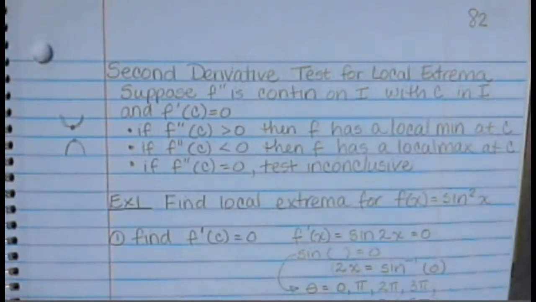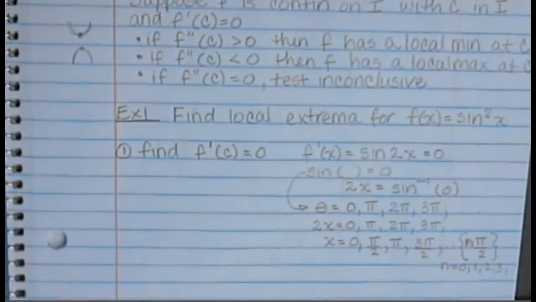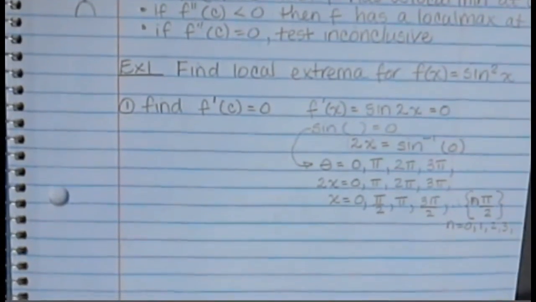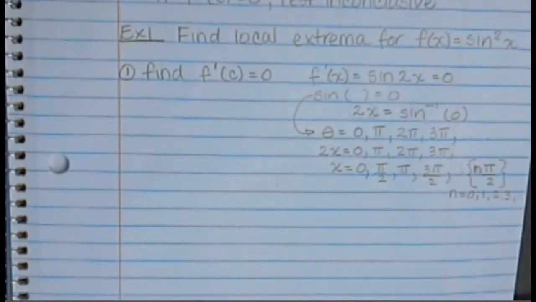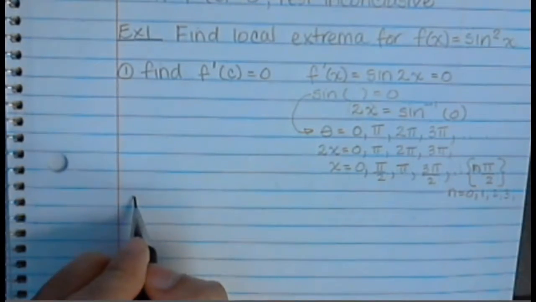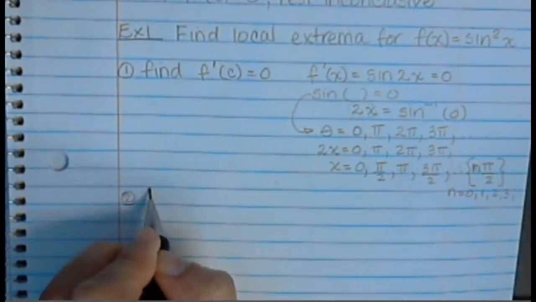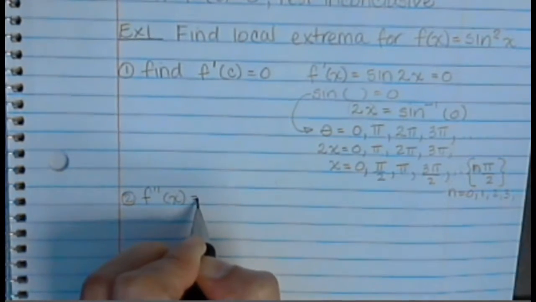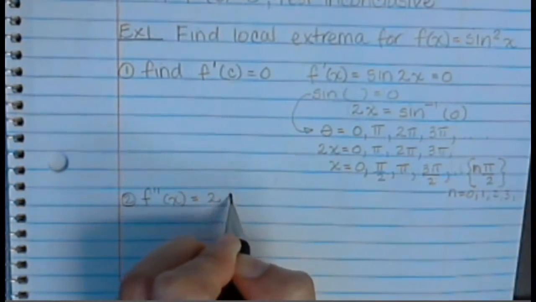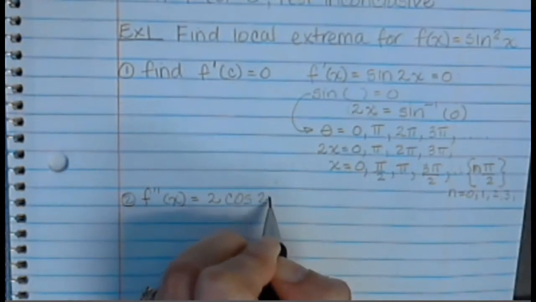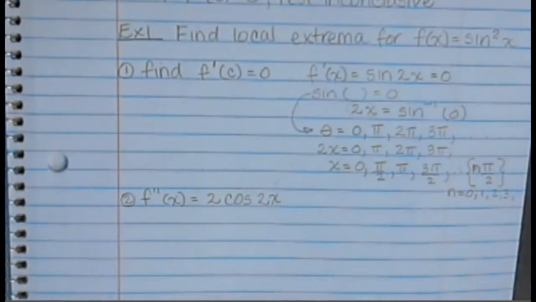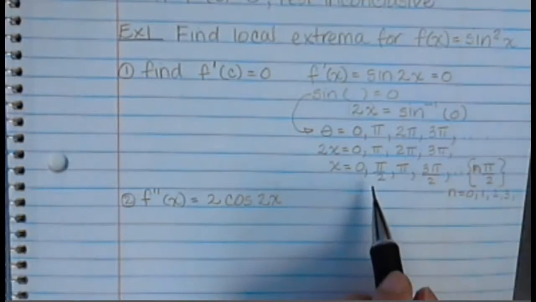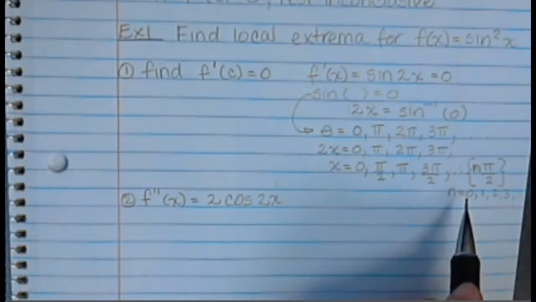So the next thing we need to do, sorry about that. The next thing we need to do is to find f double prime. So let's go find f double prime of x. And we did that, and we said that was 2 times cosine of 2x. So what we want to do now is plug in these x values that we found.